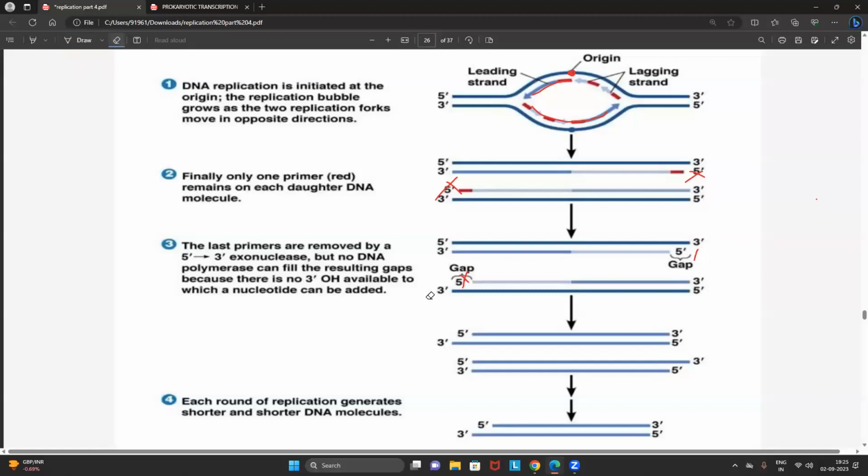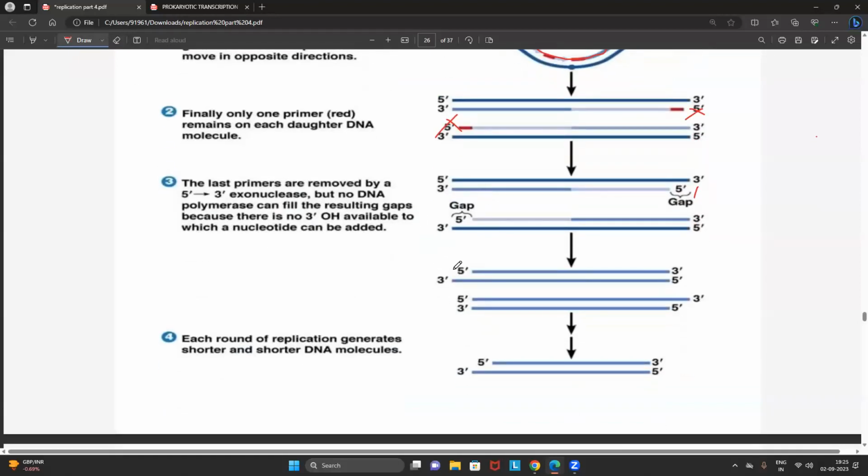As a result, friends, see here, in every single generation, the DNA is becoming shorter and shorter and shorter. So friends, you also know very well, when the DNA becomes shorter and shorter, their lifespan will be decreased. And it leads to many types of tumors also. Now, what is the solution for this?